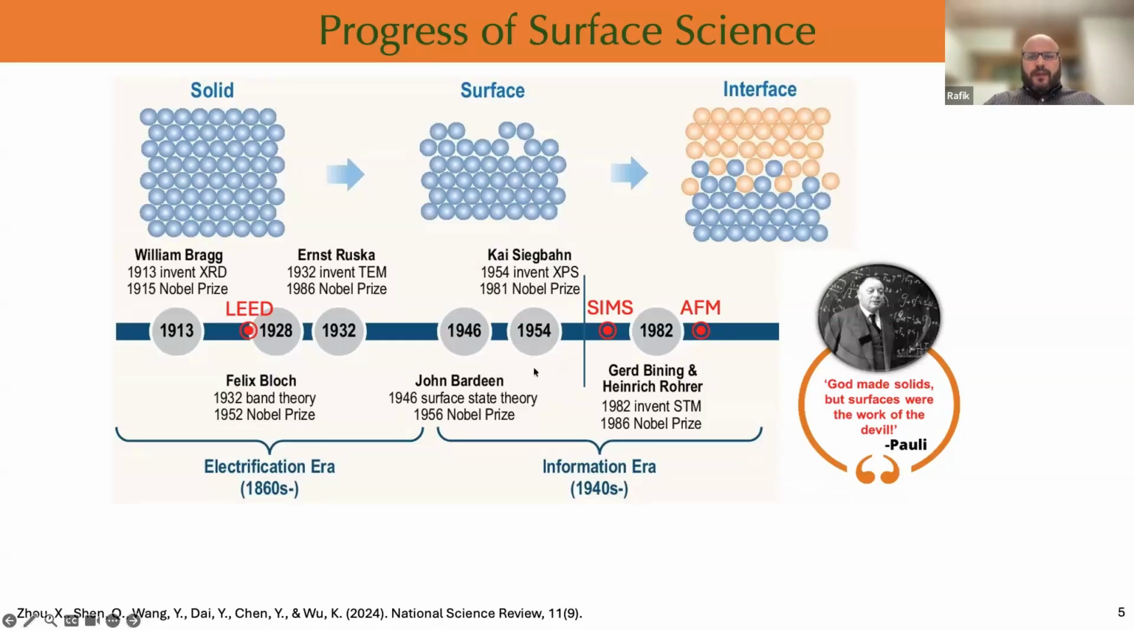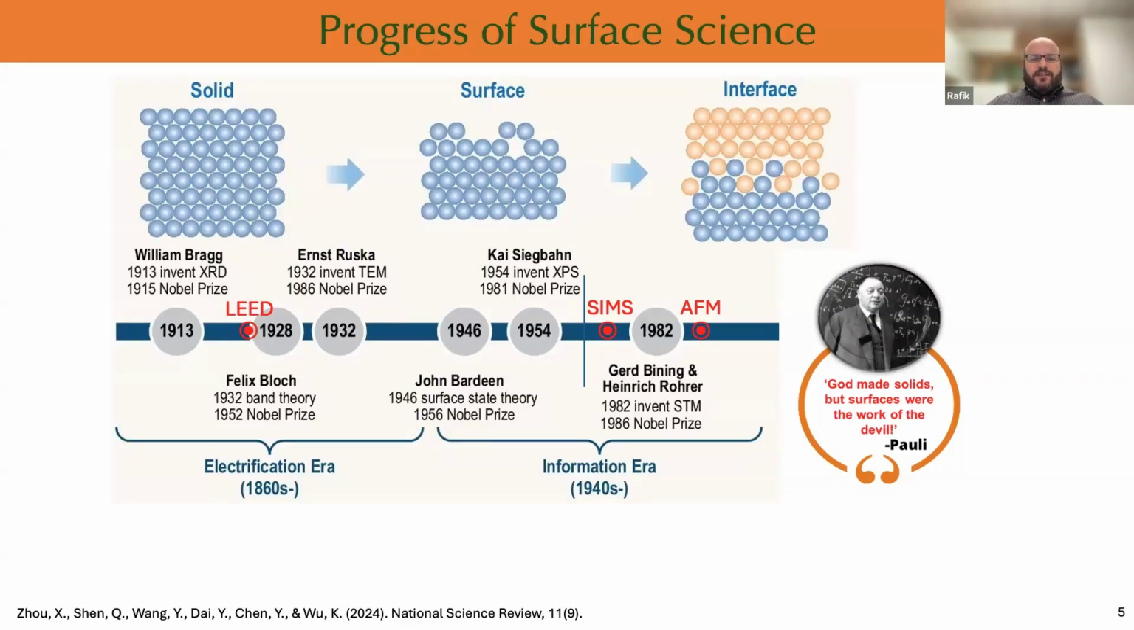As we move forward, the focus shifts from the bulk to the surface, and Ernest Ruska's invention of the transmission electron microscope in 1932 opened new possibilities for imaging at atomic scale. By 1946, John Bardeen introduced surface state theory, which was critical for understanding electronic properties at surfaces. Then one of the breakthroughs in 1954, when Kai Siegbahn developed X-ray photoelectron spectroscopy, a technique that revolutionized chemical analysis of surfaces.